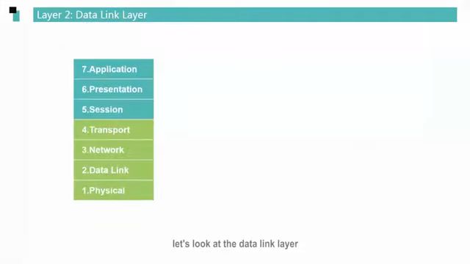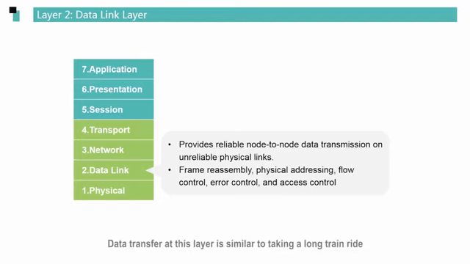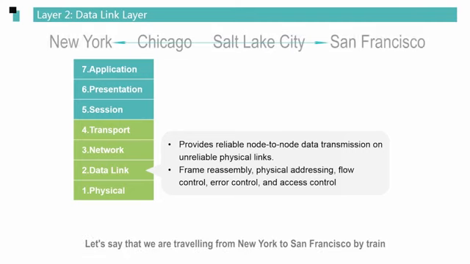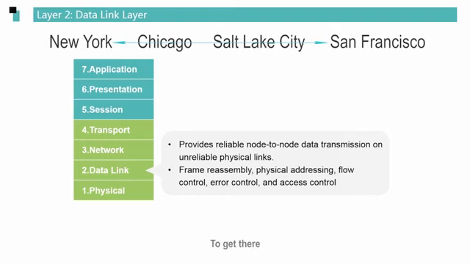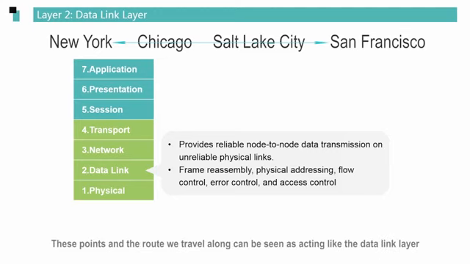Now, let's look at the data link layer. Data transfer at this layer is similar to taking a long train ride. Let's say that we are traveling from New York to San Francisco by train. To get there, we must travel through Chicago, Salt Lake City, and many other cities along the route. And at each of these stations, we switch trains. These points and the route we travel along can be seen as acting like the data link layer.